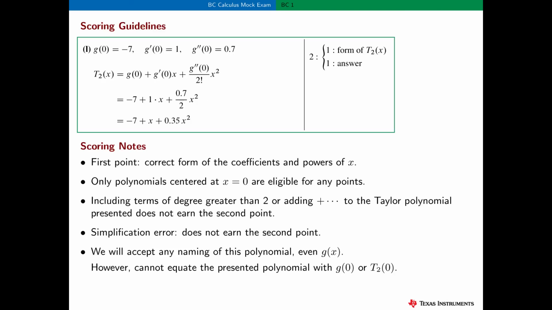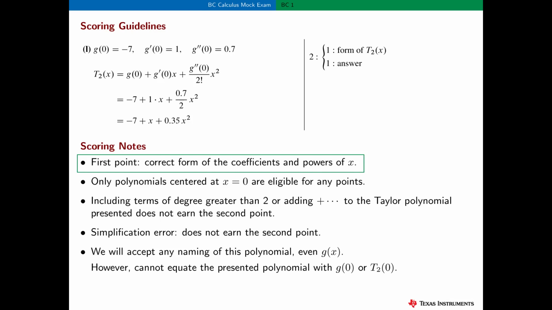Here are the scoring guidelines for Part L. This problem is worth 2 points. 1 point for conveying the correct form of the second degree Taylor polynomial centered at 0, and 1 point for the final answer.